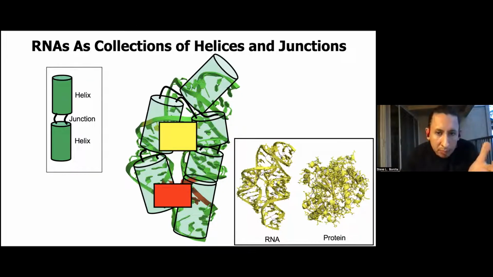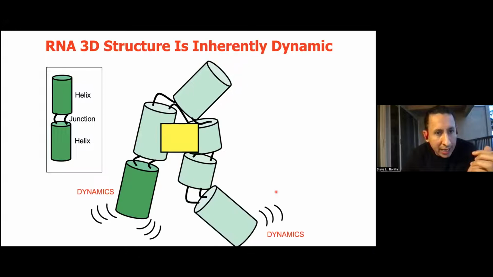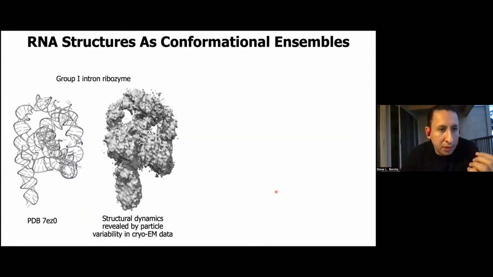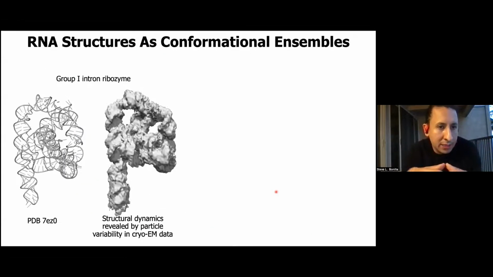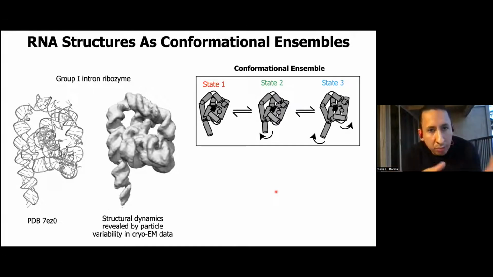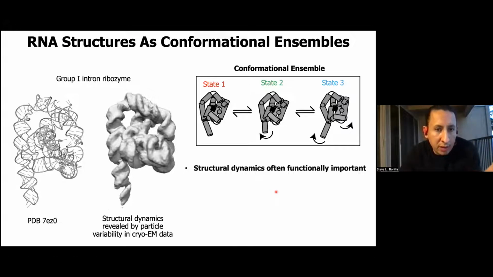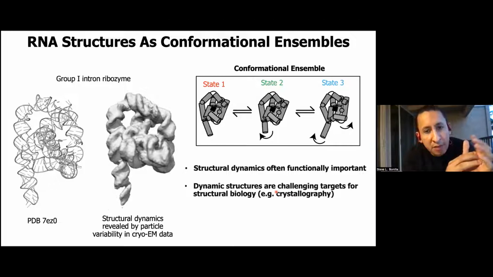So in contrast to folded proteins that are stabilized by a large number of tertiary contacts and by the hydrophobic effect, RNA tertiary structures tend to be less compact and stabilized by fewer tertiary contacts, resulting in highly dynamic tertiary structures. So it is more accurate to think of these structures as dynamic conformational ensembles that fluctuate between multiple conformational states. These fluctuations are often important for the function of the RNA, but they have the consequence of making RNA structures very challenging targets for structural biology.